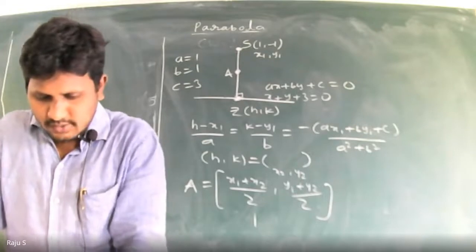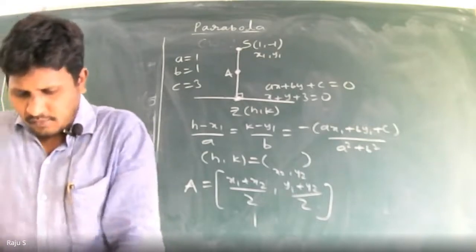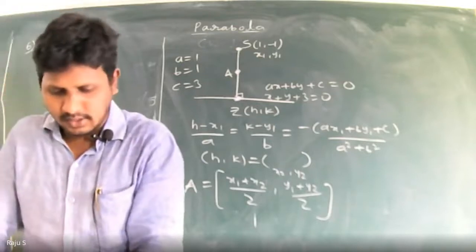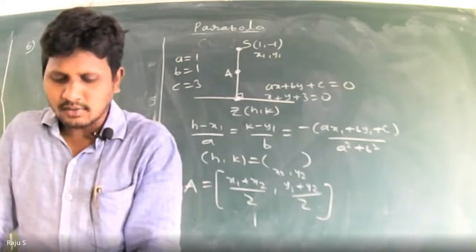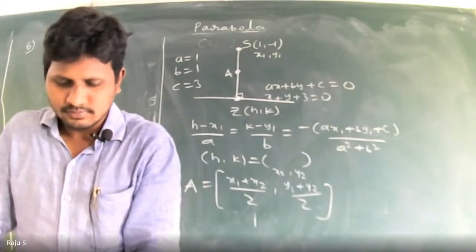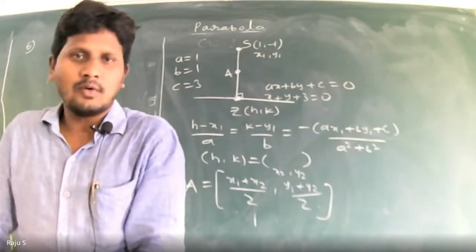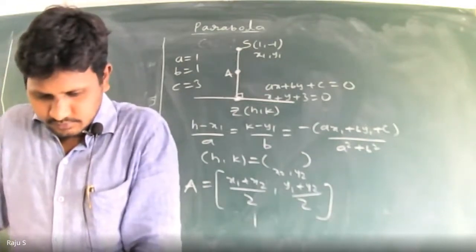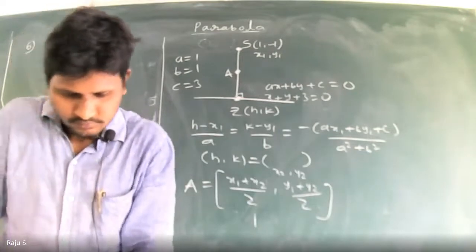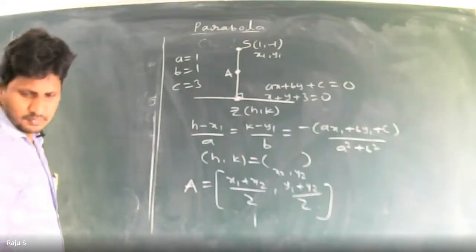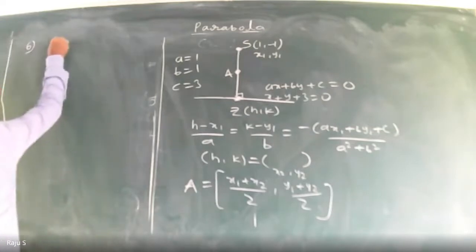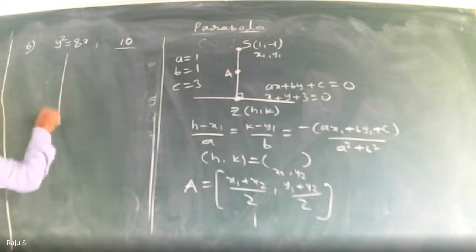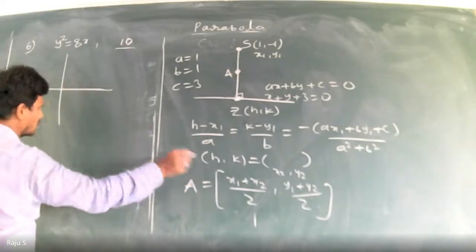Sixth question: the focal distance of a point on the parabola y square is equal to 8x is 10. Its coordinates are? The focal distance is given as 10. All of you can do that question later.